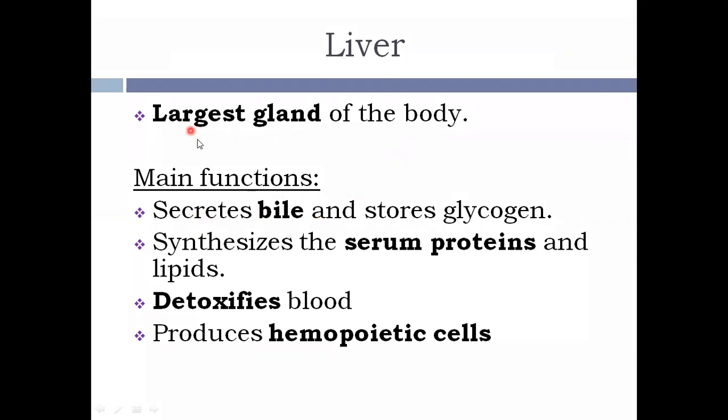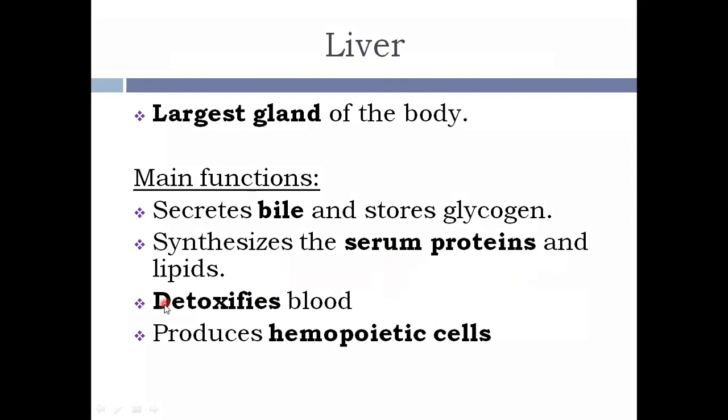Since the liver is a gland, it might be exocrine or endocrine, right? The liver here is both exocrine and endocrine. What is the exocrine activity carried out by the liver? It secretes bile. This is the exocrine activity of the liver. It synthesizes serum protein and lipid. This is the endocrine activity of the liver.